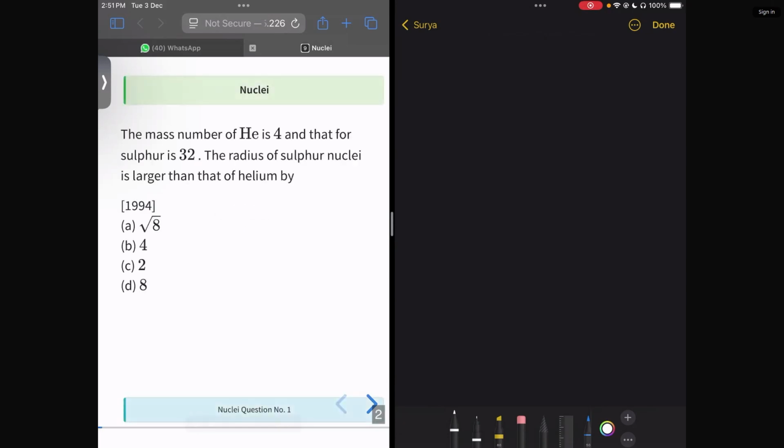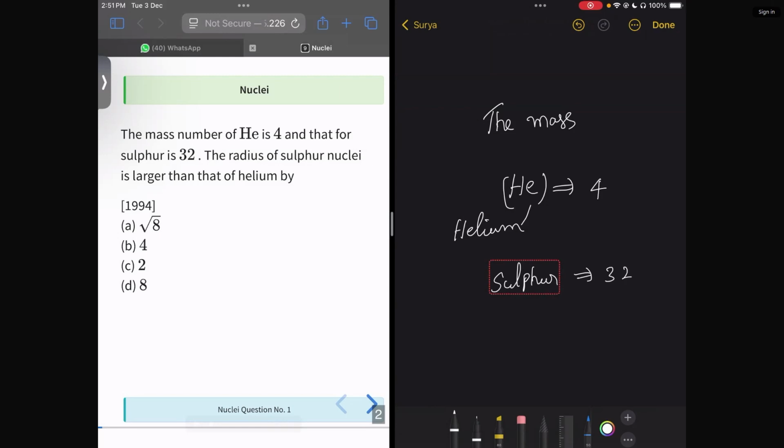So first question. They had given the mass number of helium. Helium is one element present in the universe. They had given the helium mass number as 4. Its symbol is He. For sulfur we know it is 32. The radius of the sulfur nuclei is larger than that of the helium.